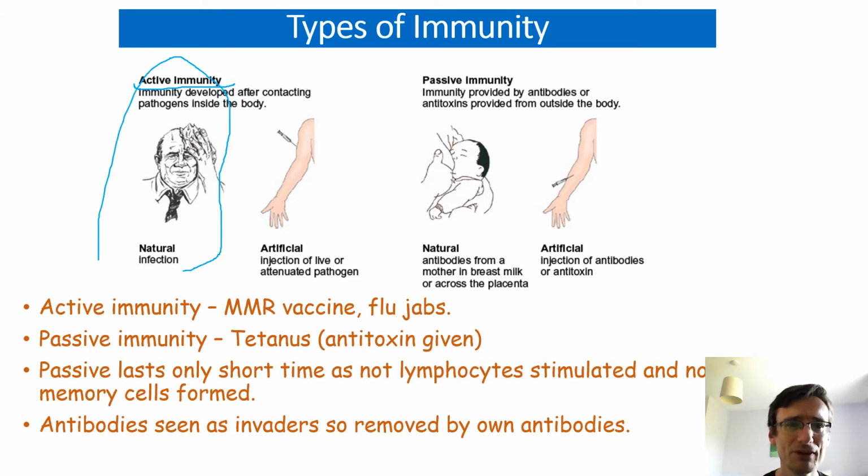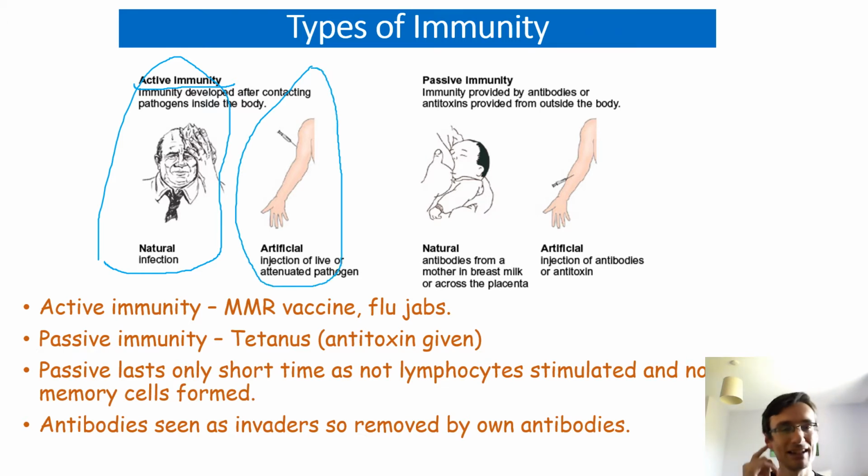Okay, so natural active immunity, or active natural immunity, is when you get your infection, your white blood cells go down the series we discussed in the last video, and then next time you get exposed, you won't be ill again. The other one is artificial active, which is what we've just talked about, which is vaccinations. Vaccinations are what you would have had for things like MMR and flu jabs.